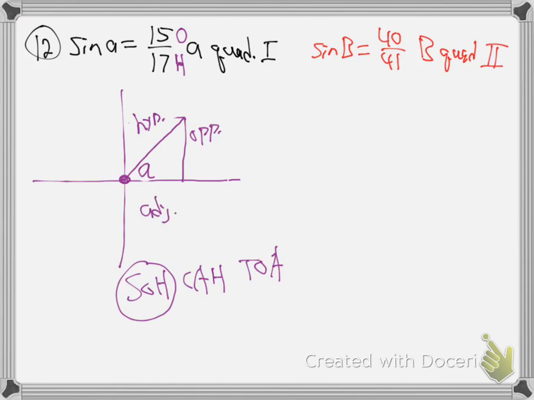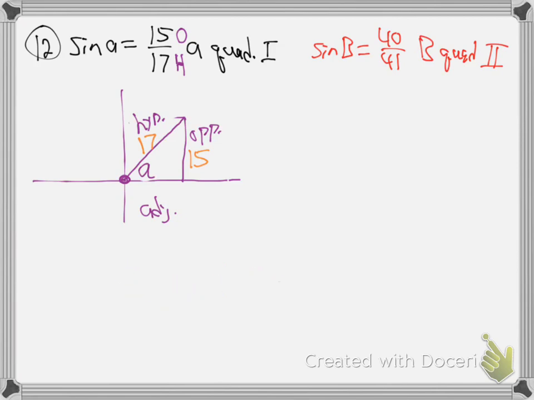So they're telling me the opposite is 15 and the hypotenuse is 17. I need to find the adjacent side. And you know what we do? The Pythagorean theorem, right? So we do the Pythagorean.